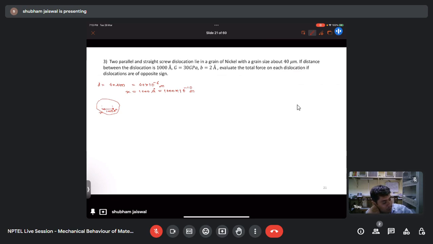Then we have been given the shear modulus, that is 30 GPa, or 30 into 10 to the power 9 Pascal. Here I am converting everything into the same unit. The grain size was given in micrometer, so I have converted it into meters. Similarly, the distance between the dislocations was given in Angstrom, so I converted it into meters. So please make sure all units are in the same system. And we have B equal to 2 Angstrom, equal to 2 into 10 to the power minus 10 meter.